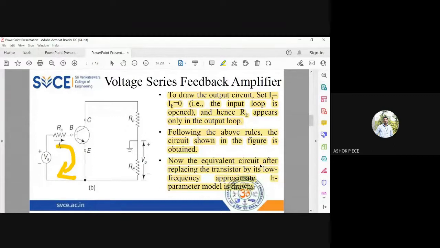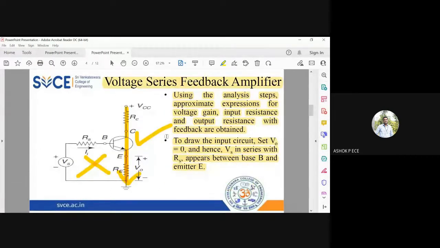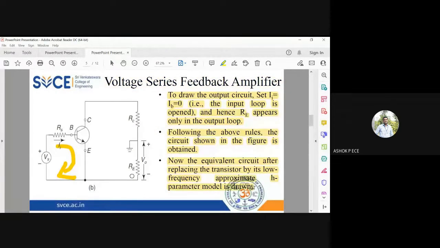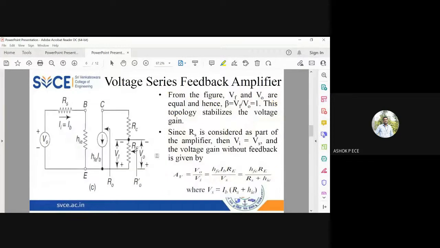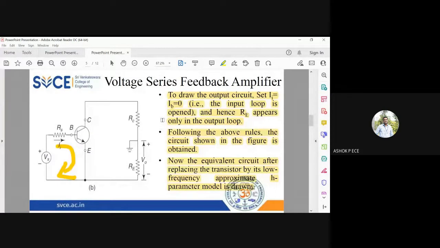The 3 diagrams you should draw, and each diagram will follow from the previous one. So this diagram you should draw correctly. From this you will be drawing how this RE is getting split, and from then you will be replacing this diagram with the H parameter equivalent model. You know, for a common emitter amplifier, what is the H parameter? So you will be replacing this transistor by H parameter equivalent model.